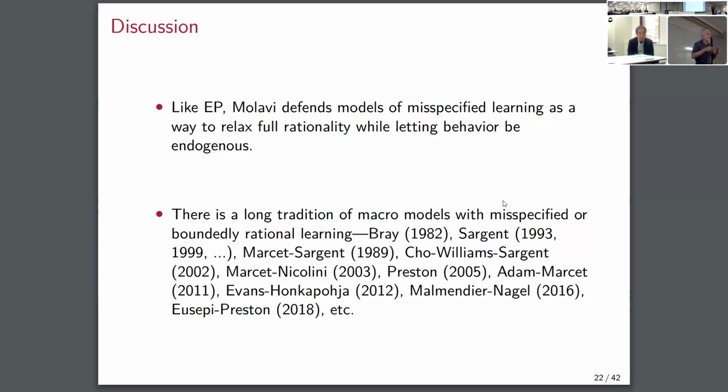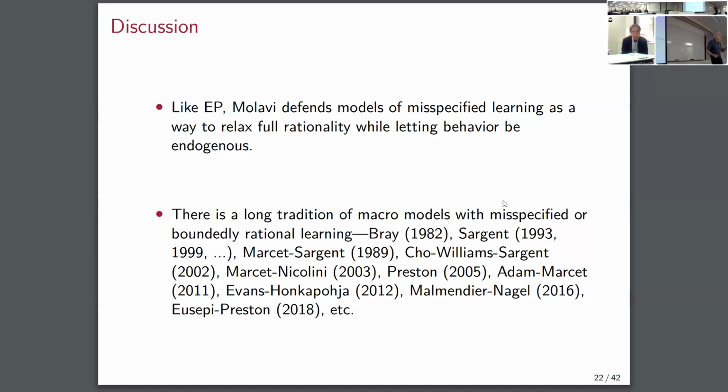Also, there's a long tradition in macro of looking at models with misspecified or only boundedly rational learning. Going back to Margaret Bray's work on least squares learning in macro. Sargent has a sequence of papers on agents who are found to be rational or misspecified in macro, and then you have Marcet and Sargent, Cho and Sargent, Preston, on and on and on. So there's lots of papers in this area. For people interested in macro, it's more of a reference list. I'm not going to try and go through the papers. Was there a question I put out? Any questions?